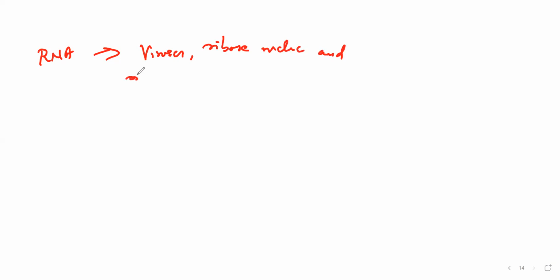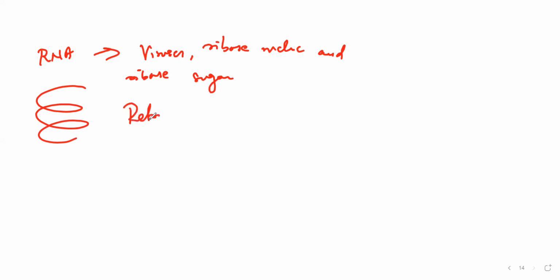So ribose sugar again. Okay, so in DNA, deoxyribose sugar was present. Here it is what? Ribose sugar will be present. So basically you will find this in the single strand. There will be no two strands over here. Okay, so in the retroviruses or the coronaviruses, there you will find this RNA. So there are basically three types of RNA.